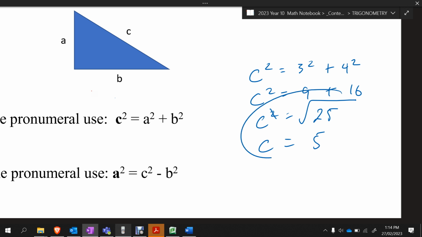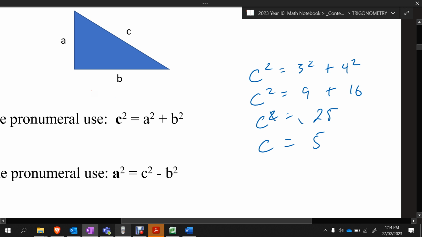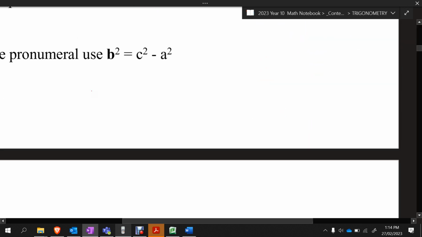Don't worry too much if you don't understand that bit. That's a good question though. The idea is you're just trying to find out what is C. And to do that, you need to get rid of that squared and square root it. But that's okay. Going back to this.